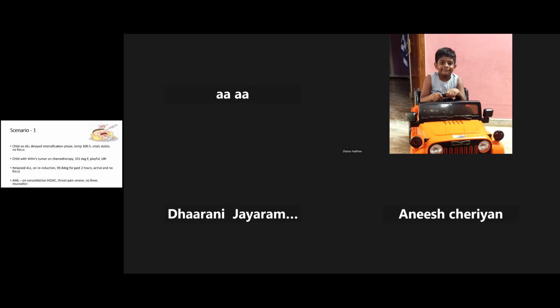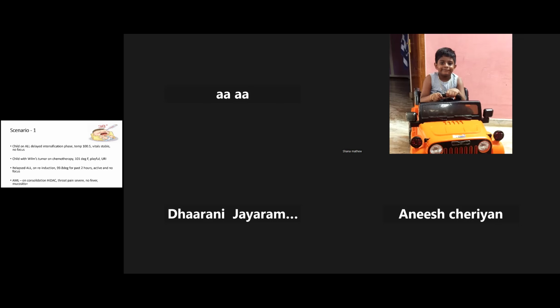We have a child who is a diagnosed case of ALL on delayed intensification phase, came with a temperature of 100.5, his vitals are stable. And there is no focus of infection. We have another child with Wilms tumor who is on chemotherapy, has a temperature of 101. He is playful and the focus seems to be the upper respiratory tract infection. There is another child who is a case of relapse ALL on reinduction, has a temperature of 99.8 for last 2 hours. Who is active and no focus of infection is identified.